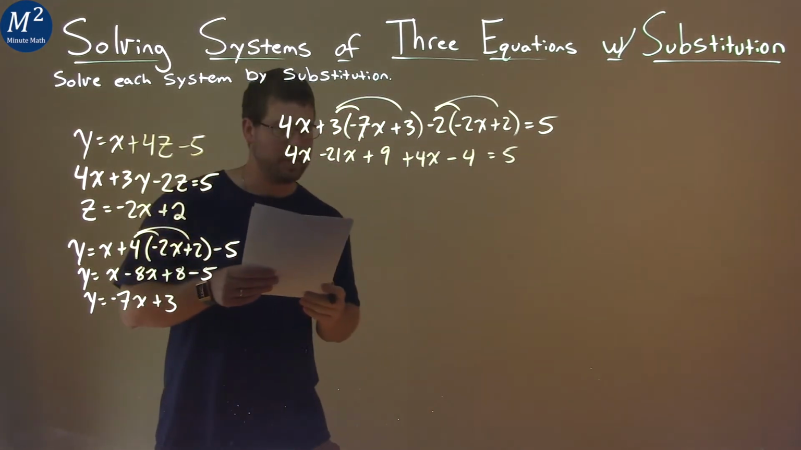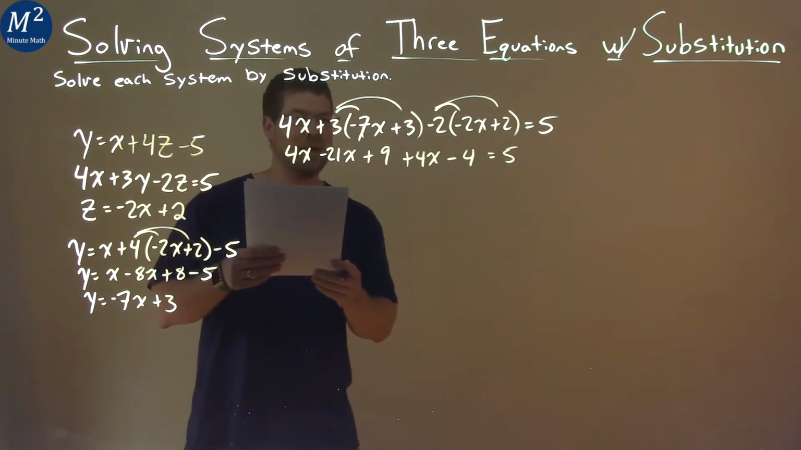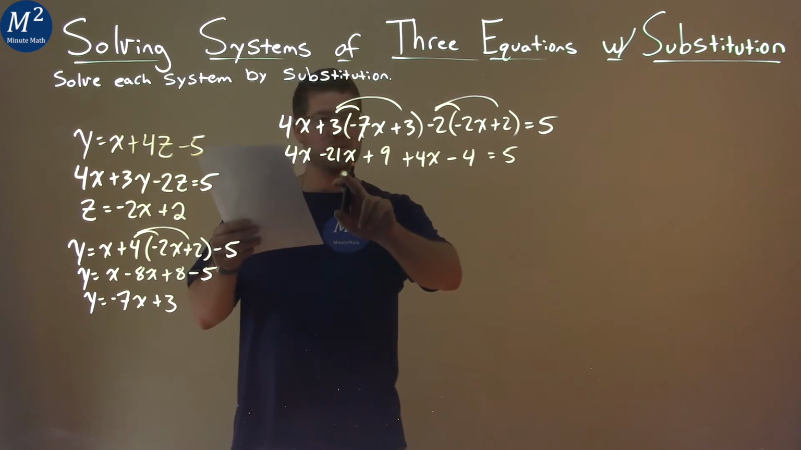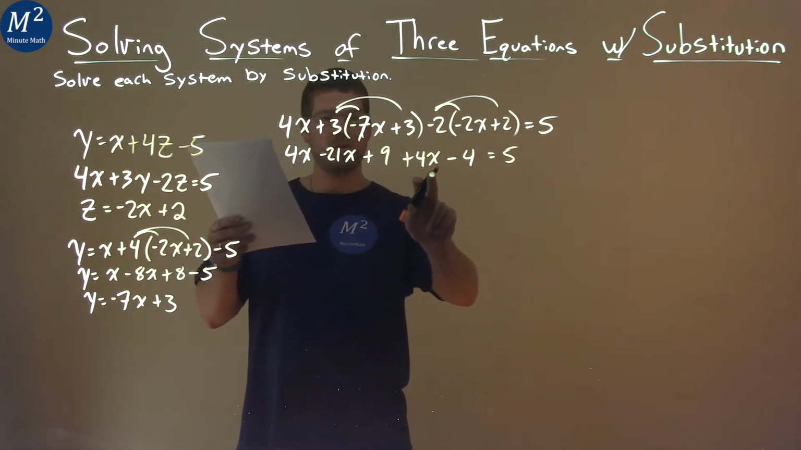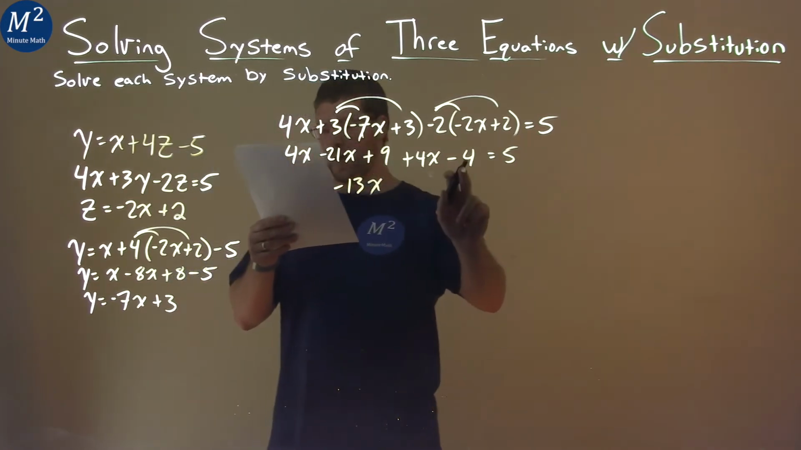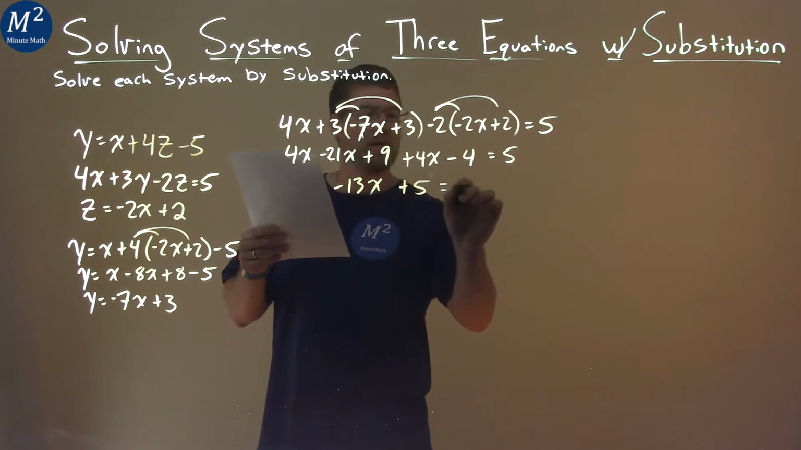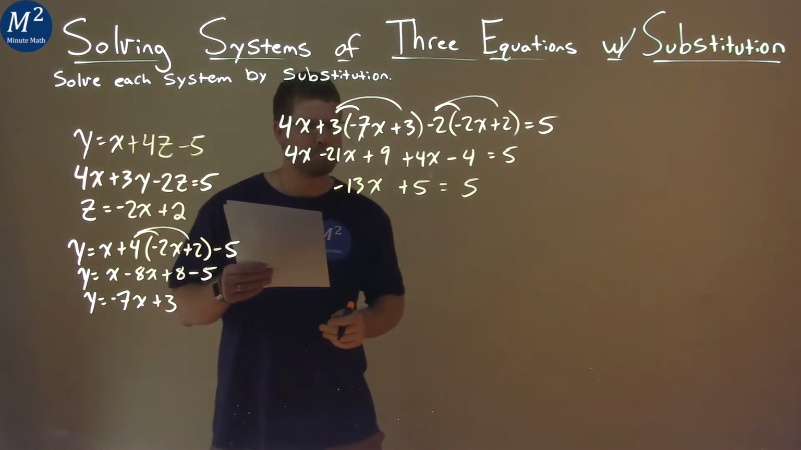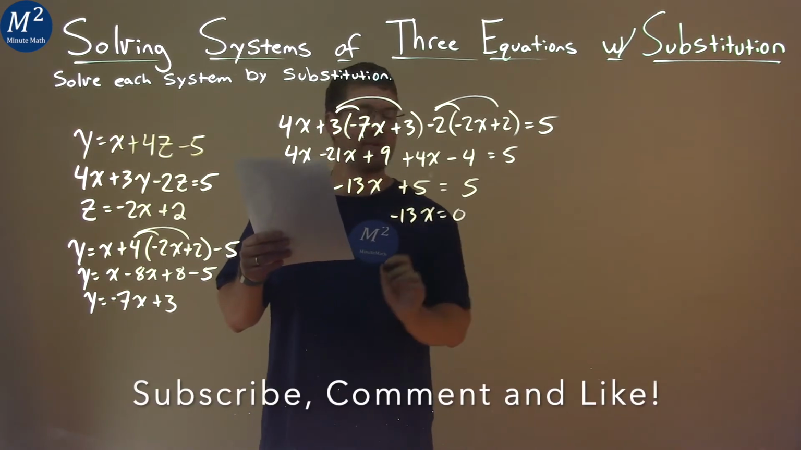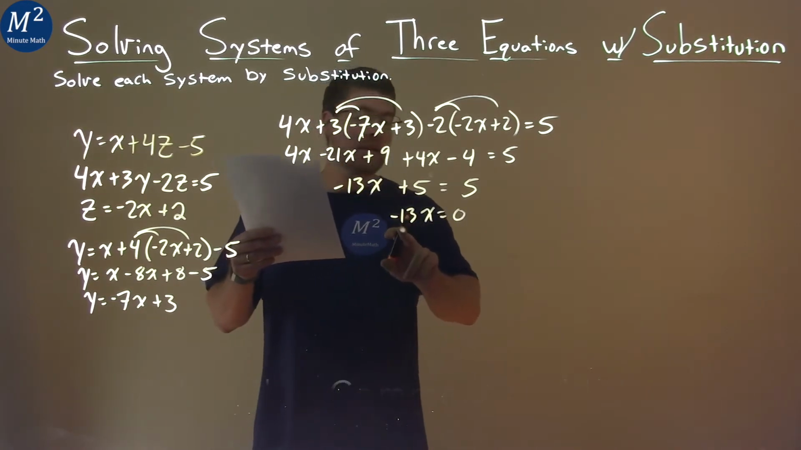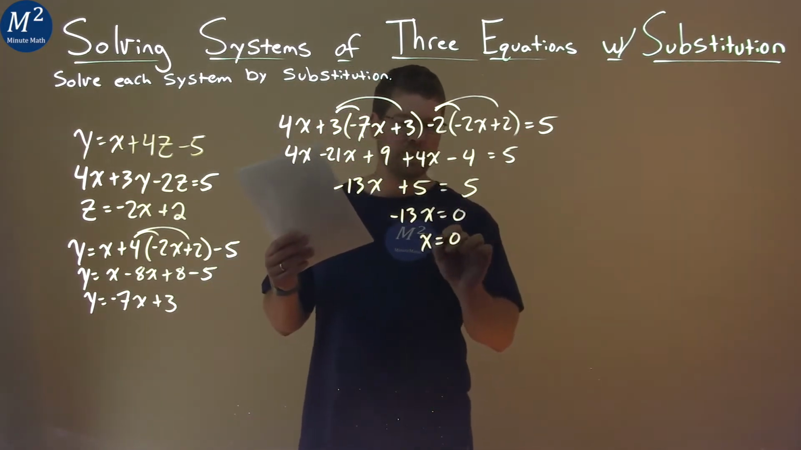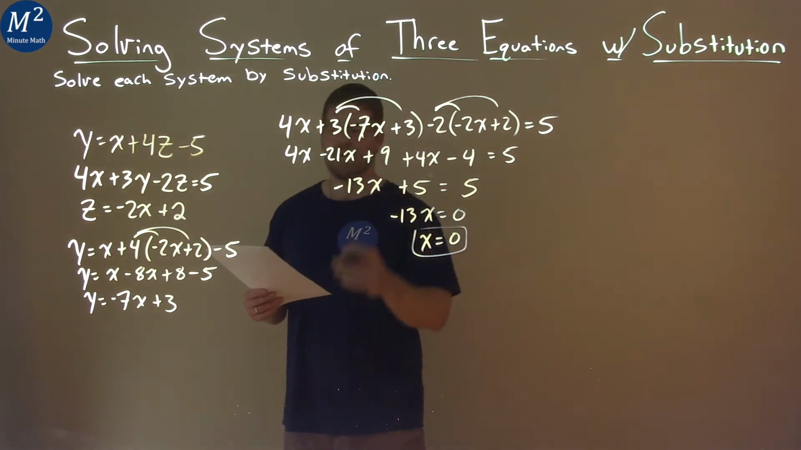All these steps here. So let's combine our like terms where we can. 4x minus 21x plus 4x equals negative 13x. So we have negative 13x here. 9 minus 4 is 5, and equals 5. Subtract 5 from both sides, and negative 13x is equal to 0 after all of that. Negative 13 can be divided to both sides, and x is by itself, and 0 divided by negative 13 is 0. So again, after all this, x just equals 0.